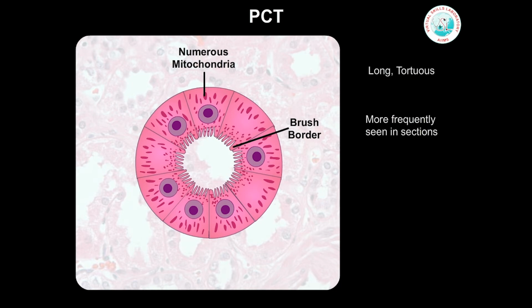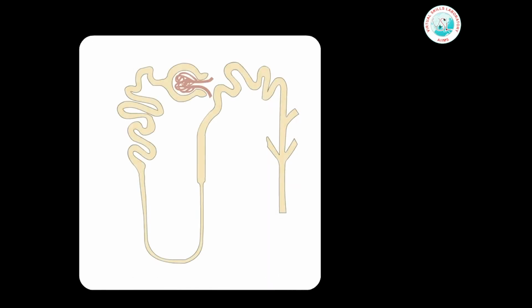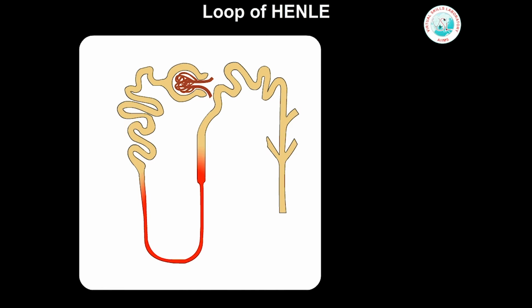The cells also have long basal membrane invaginations and lateral interdigitations with neighboring cells. The sodium-potassium ATPase is localized in these basolateral membranes, which pumps the sodium out of the cell. The cells of the PCT reabsorb around 60 to 65% of the filtered water, along with almost all solutes and small plasma proteins.